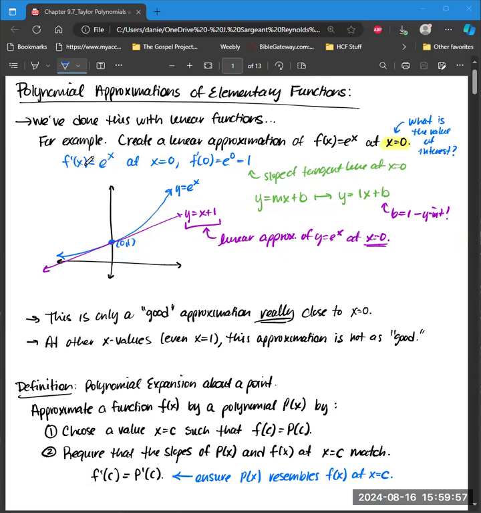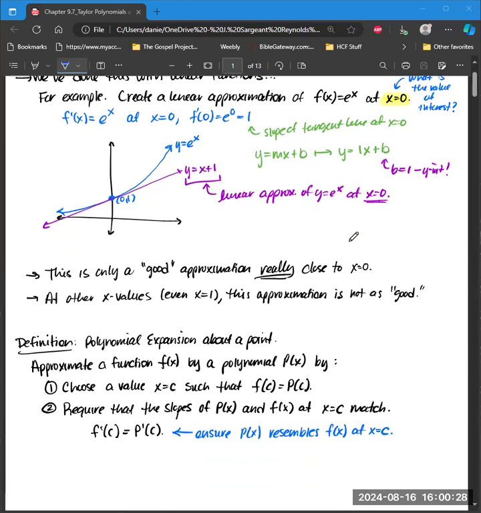We found f prime of x was equal to e to the x. At x equals 0, f prime of 0 is equal to e to the 0, which is 1. So that would be the slope of the tangent line. And then we also evaluated the point here. F of 0 was 1. And so we wrote the slope-intercept form of the line here. Y equals mx plus b, so y equals x plus 1.